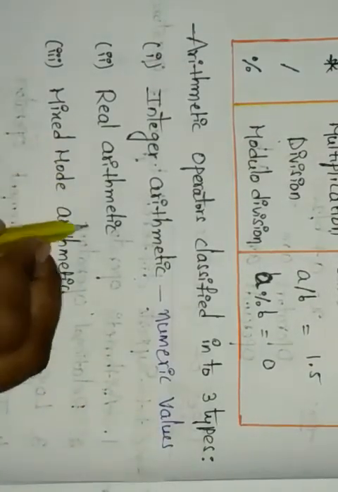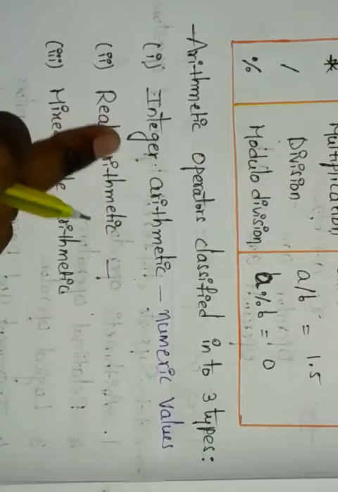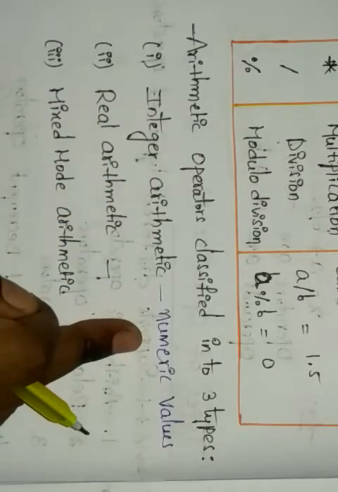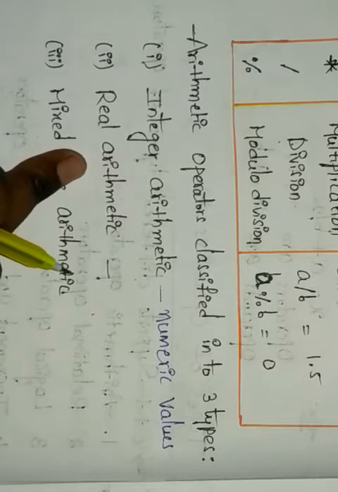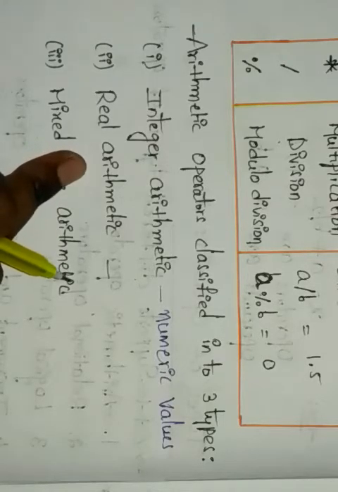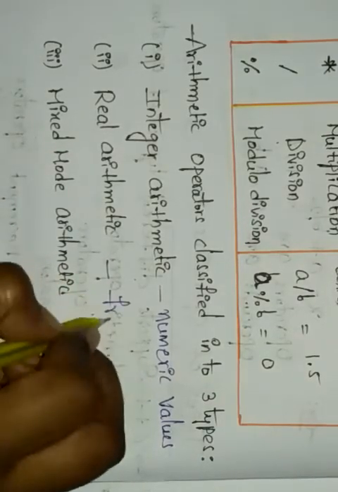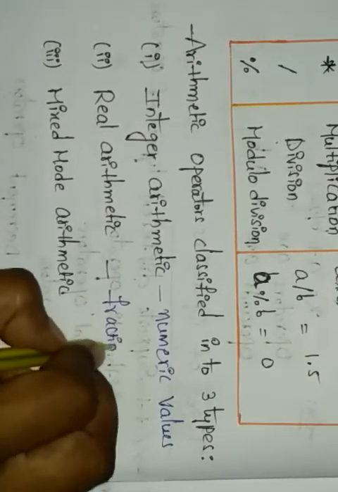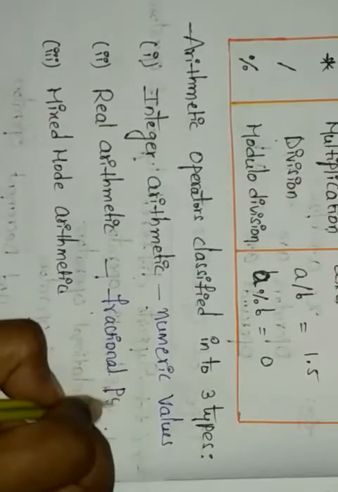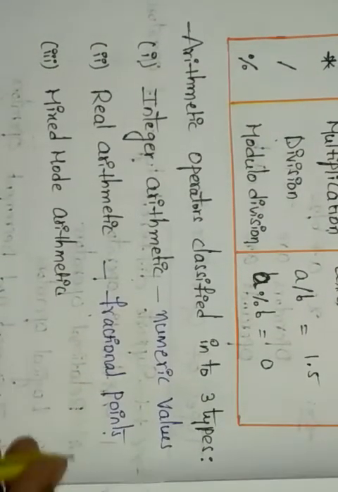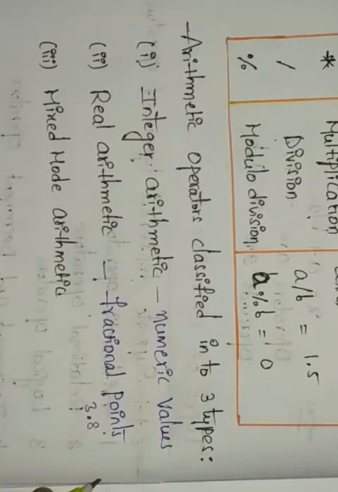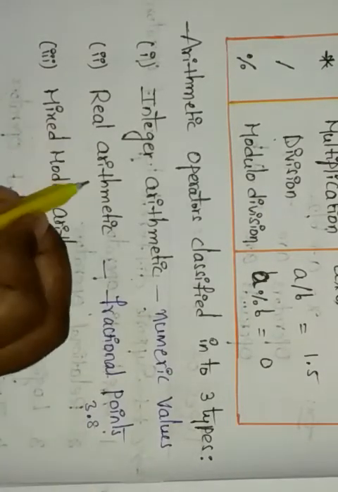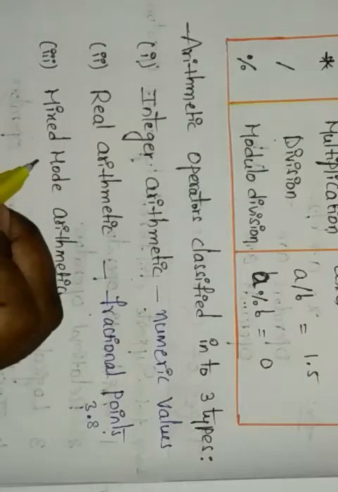In the integer arithmetic, we just have the numeric values. In the real arithmetic, we will have the fractional points, like floating point. In between the numbers, it will have the fractional points. Suppose you are writing 3.8, this is a fractional number, so we can perform this in the real arithmetic.